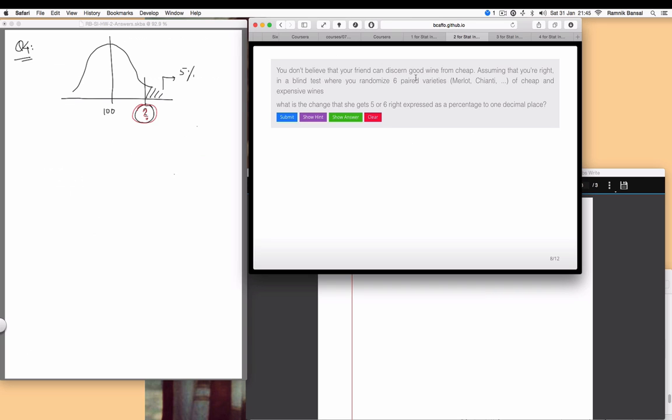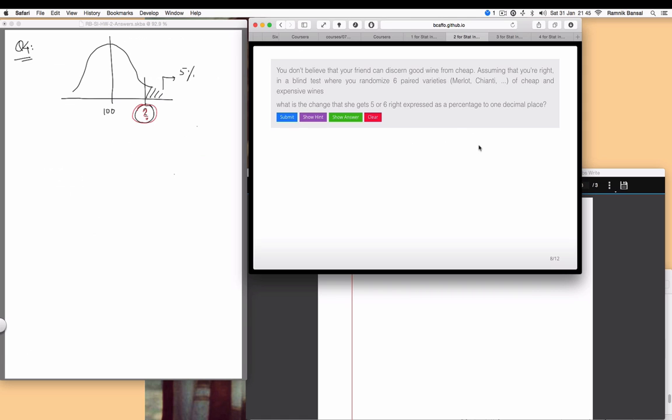Okay, now again, this is a very interesting question. You don't believe that your friend can discern good wine from the cheap one. All right, so he cannot tell you whether it's a good one or a bad one, right? So assuming that you are right, in a blind test where you randomize six paired varieties of cheap and expensive wines, so in each pair you have one cheap and one expensive one, and your friend doesn't know which is which. Okay, so he's asked to guess it, right? So what are the chances that he or she would get five or six rightly expressed? So that's the question. Is the question clear?